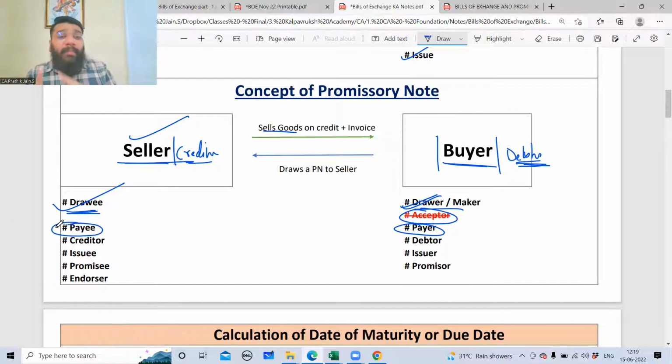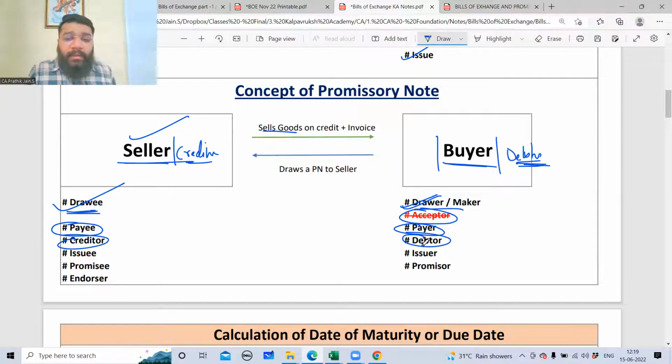If the payment has been collected by the seller, then the seller is the payee. If somebody else is collecting the money, any third party, any other person, then that person becomes the payee. Payee means the person who is collecting the money. Payer is the person who is paying the money. Buyer is called a debtor, seller is called a creditor.